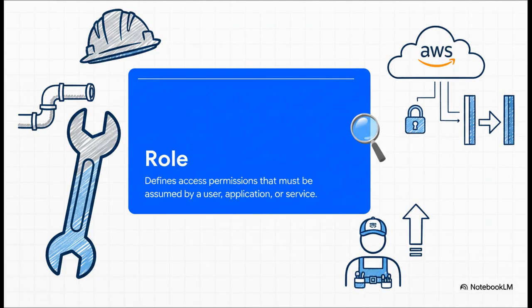Okay, now this next one, this is a big one. It's the role. A role is probably the most powerful concept here because a role isn't a person. It's a job title. It's a hat. Think of it as the plumber hat. That hat comes with all the permissions needed for plumbing. So, any user who needs to do that job can temporarily put on the plumber hat. They assume the role and get exactly the access they need.